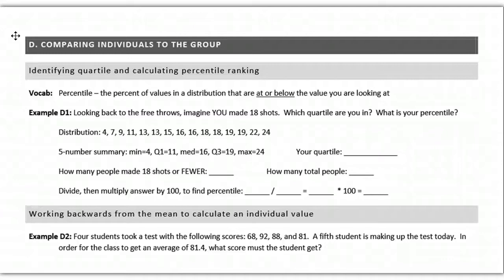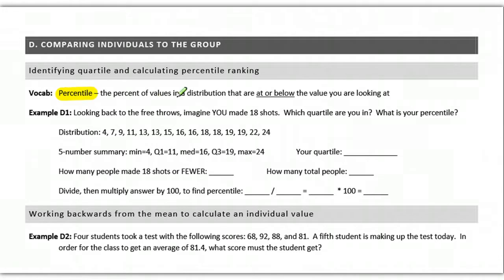Now in section D, we're going to compare an individual to the entire group. Whereas before we were looking at the whole group of numbers at once and trying to learn about the center and how spread apart they were, now we're just going to look at a single value and focus in on that and see how it compares. So the first thing we're looking at is calculating percentile.